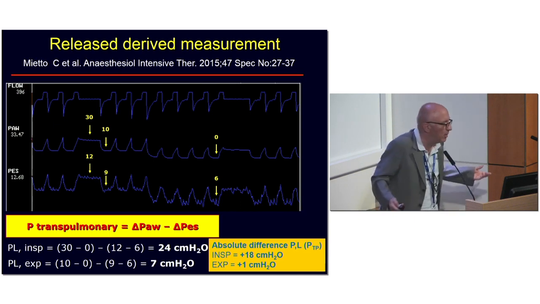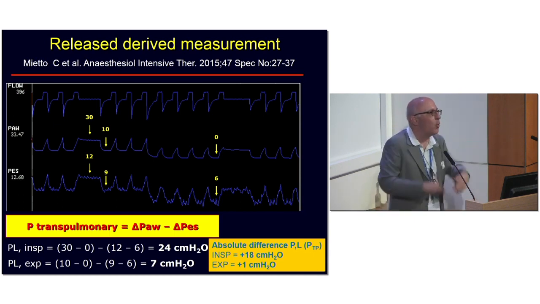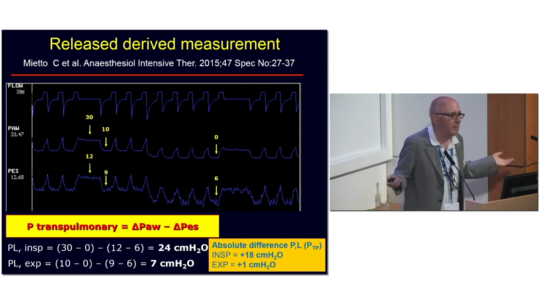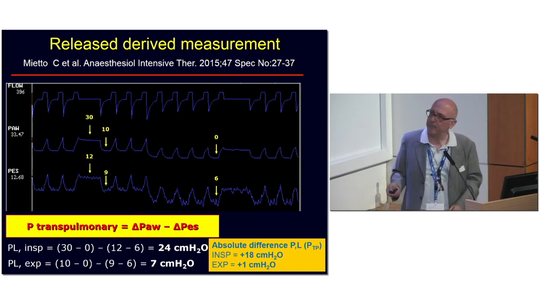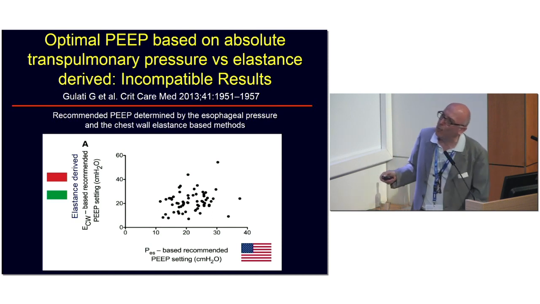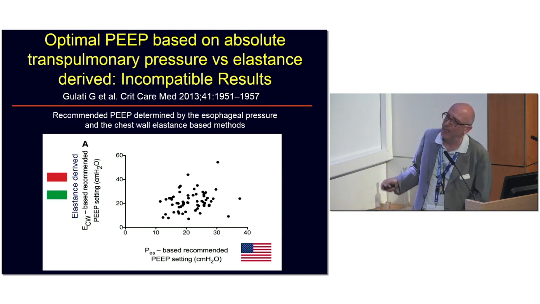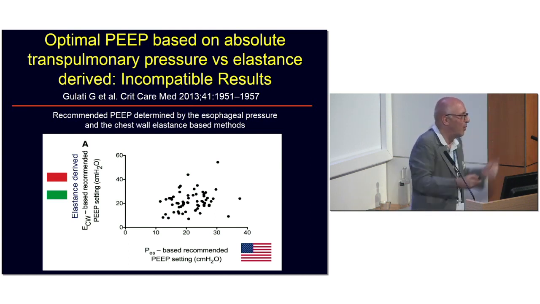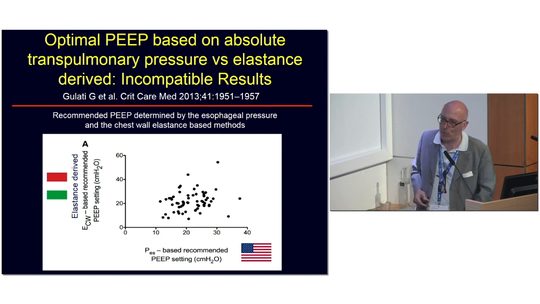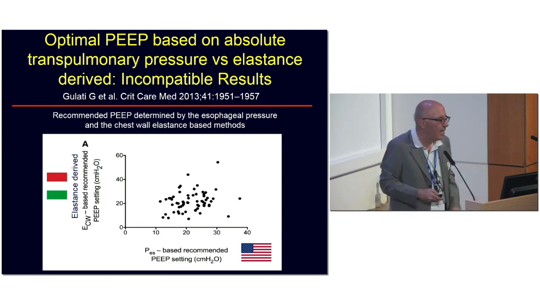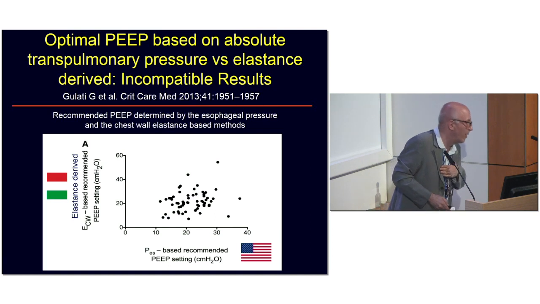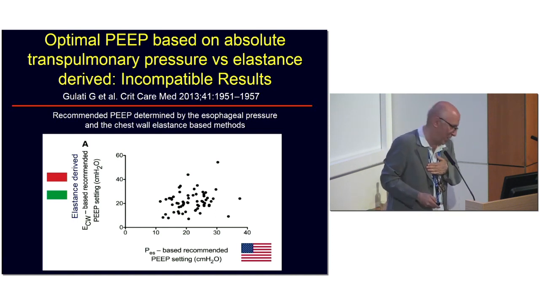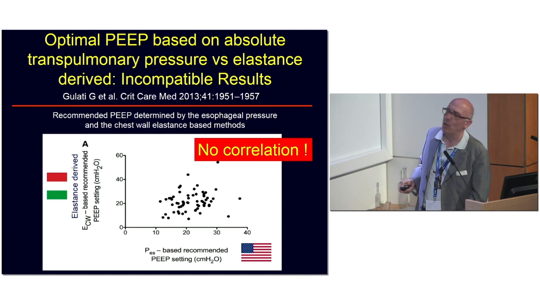So even for the release method, there is no correlation. Whatever you do, you have different numbers. I don't like that. And in fact, if you compare the elastance-derived with the Talmor absolute, and this is the best PEEP according to the end expiration, I showed you that this is the case for inspiration and expiration, whatever you want. You see that there is no correlation. You can set the PEEP by random, or better, you put the PEEP on the PO2 FO2 table, believe me, it's much better. So no correlation.